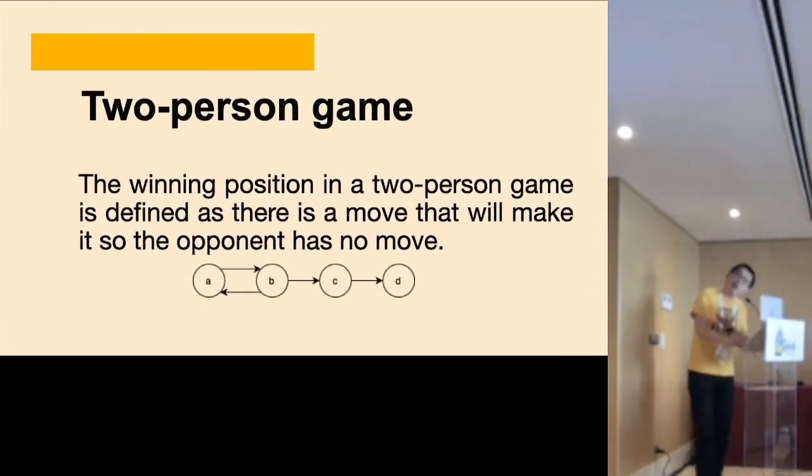So this is one example about a two-person game. We try to describe the winning position as: there is a move that will make it so the opponent has no move. So in this case, for example, if I'm at C, it is a winning position, because if I move from C to D, my opponent has nowhere to move. So he lost, I win, right?